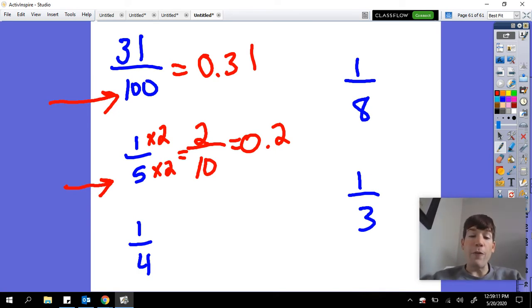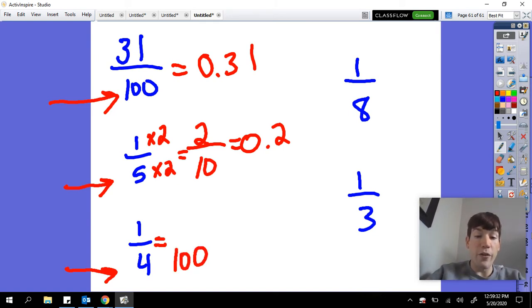When we're working with fourths, you'll notice, again, we don't have a denominator that's a 10, 100, or 1,000, but we do have a way to make it into one of those. There's no number times 4 that will give us 10 because 10 is not divisible by 4, but there is a number times 4 that will give us 100.